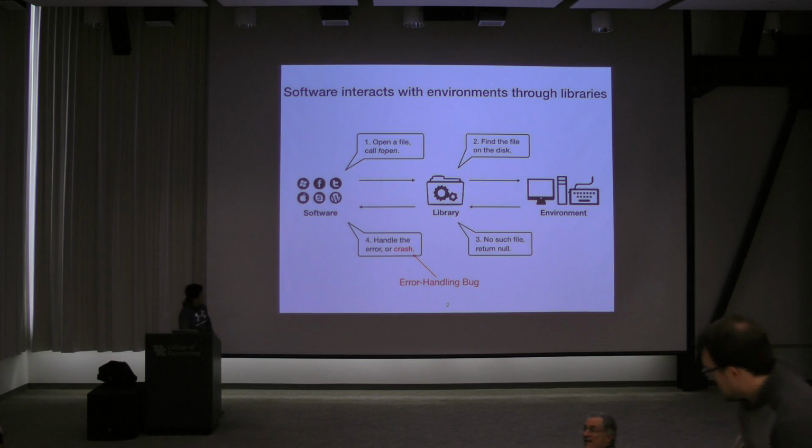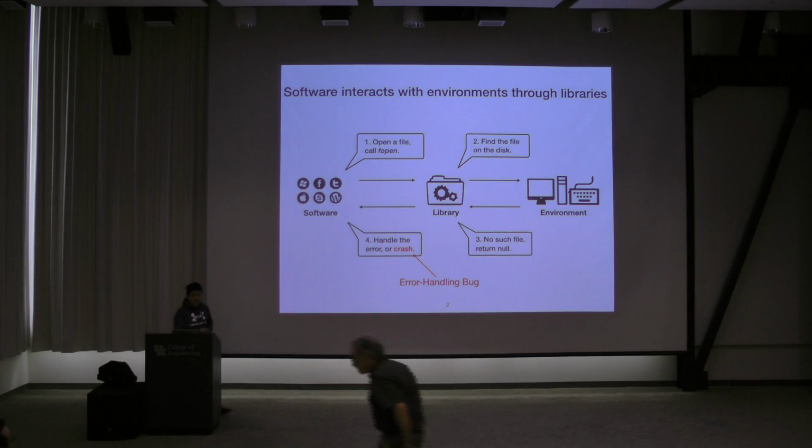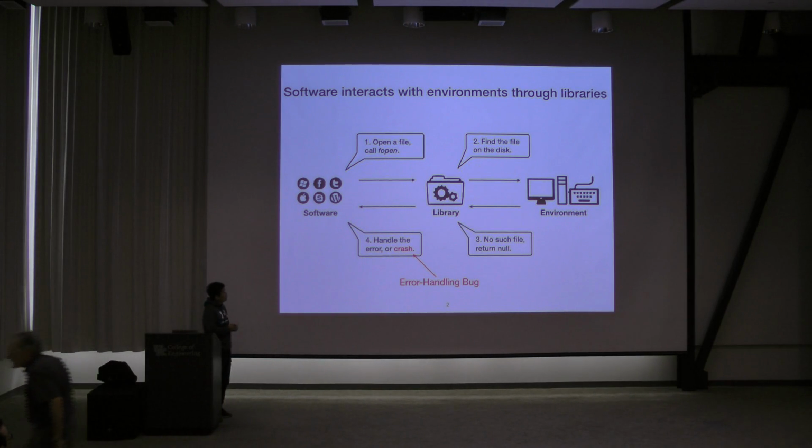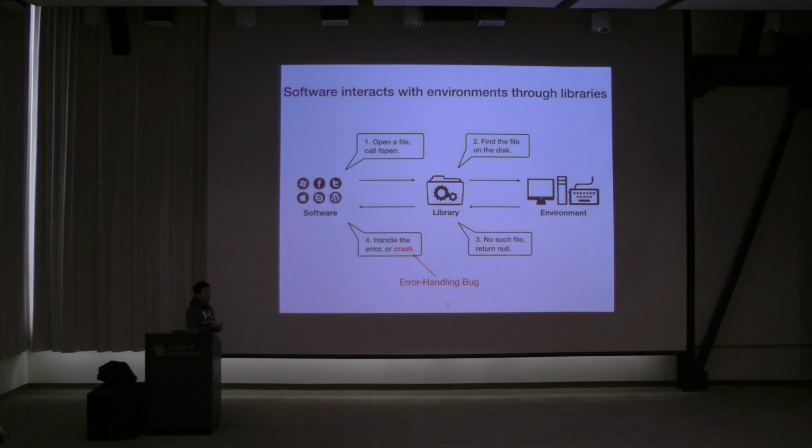Software interacts with its environment or libraries. For example, if we want to open a file, we call open, and the library will search for the file on disk. If there is no such file, it will return none. Next, we need to handle this error or a crash may happen. In this case, you see there is an error handling bug.